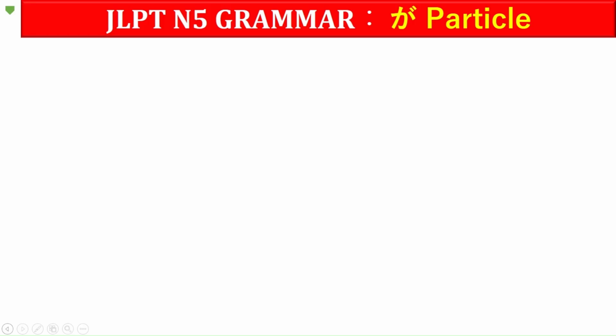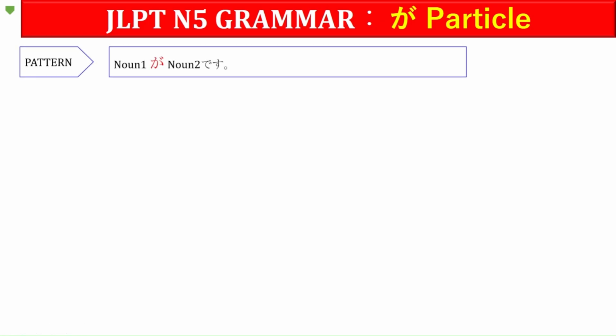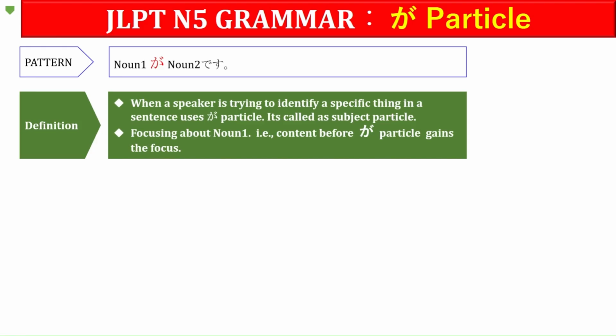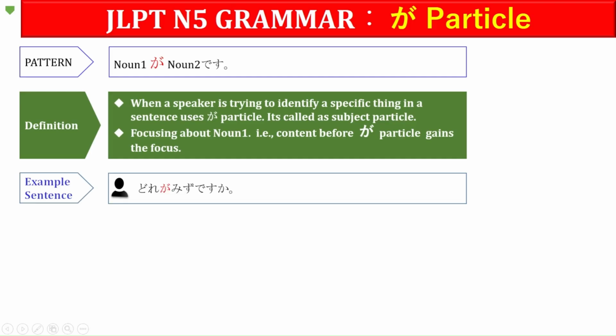The next particle, ga. The pattern is almost the same: noun 1 ga, noun 2 desu. When a speaker is trying to identify a specific thing in a sentence, they use the ga particle. So, it is called the subject particle. As part of the pattern, noun 1 ga, noun 2 desu means focusing more on noun 1 instead of noun 2. Let's deep dive with the example sentence.